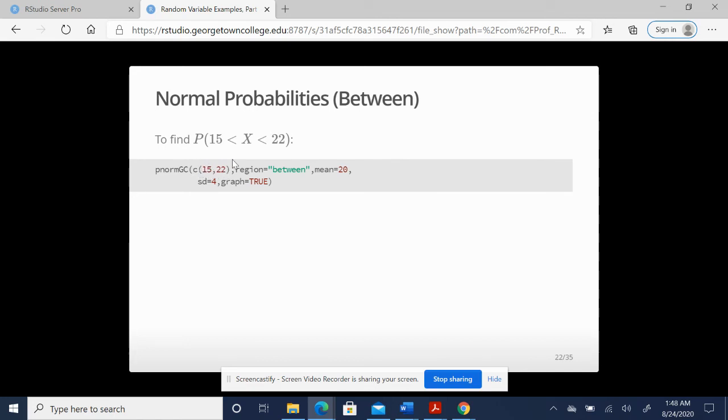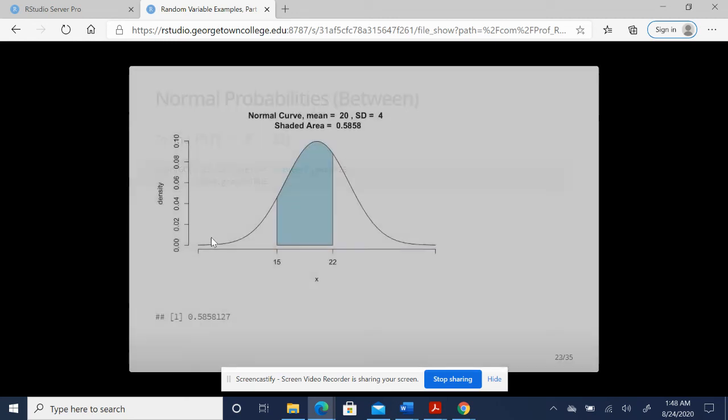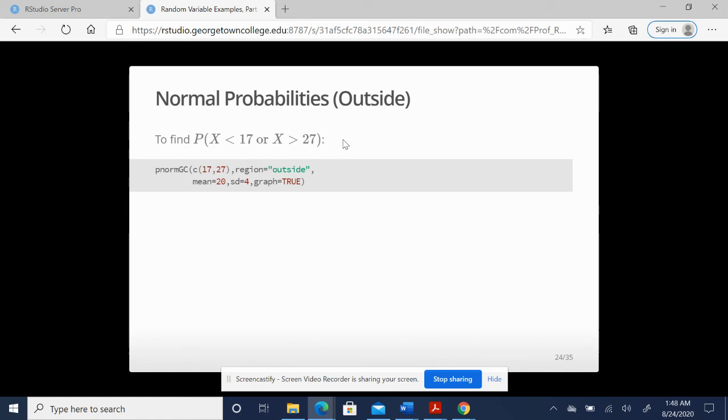So the letter C in parentheses, lower bound, upper bound. Region is between, mean is the same, and standard deviation is the same. And we will see that the command shades between the two. Okay. Now here in this case, we can have an outside scenario.